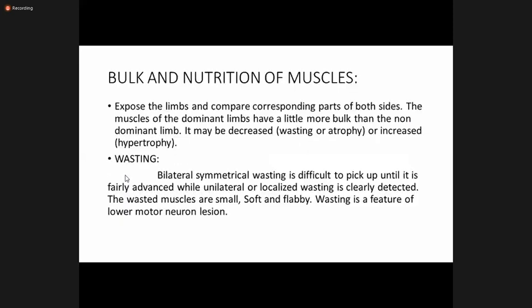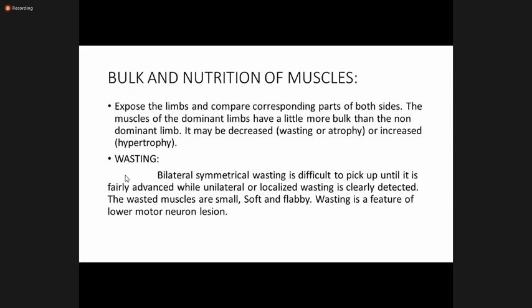First, you inspect. For the inspection, you expose the limbs and compare corresponding parts of both sides. The muscle of the dominant limb has a little more bulk than the non-dominant limb. It may be decreased in wasting or atrophy and increased in hypertrophy. If you have seen a wrestler or bodybuilder, their muscles become hypertrophied because of excessive use and exercise. But if the patient is lying on the bed and is weak, the patient may have wasting.